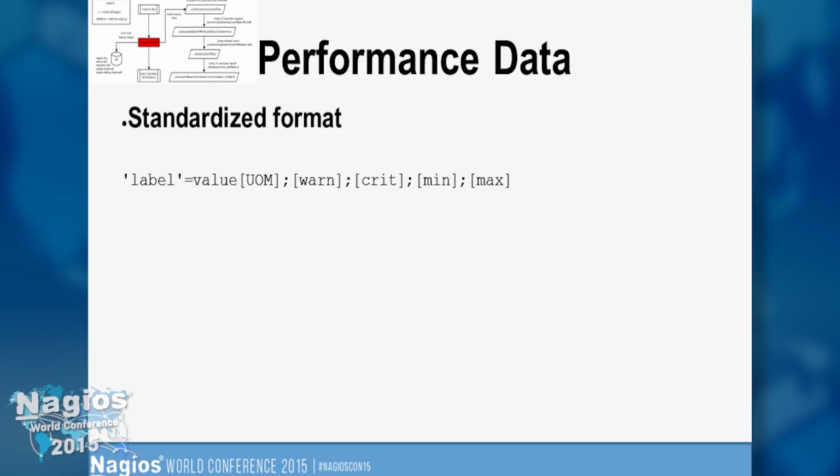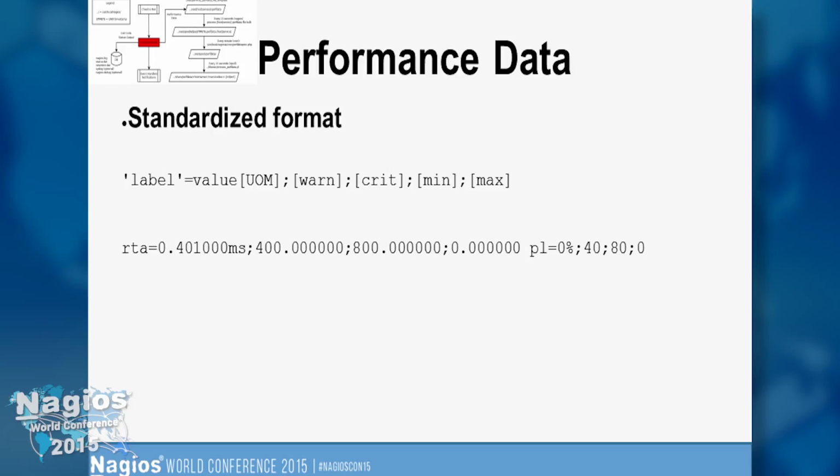Then you have warn, crit, min, and max, pretty obvious. Warning and critical thresholds. And then the minimum and maximum can be used in graphing to say, okay, this is the highest it should ever go. We don't need to graph any higher, and minimum, we don't need to go any lower.